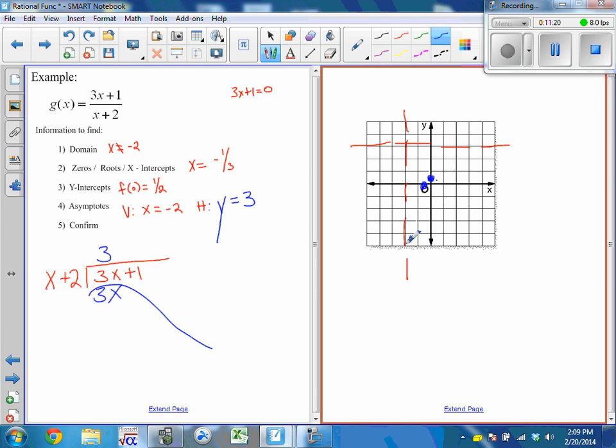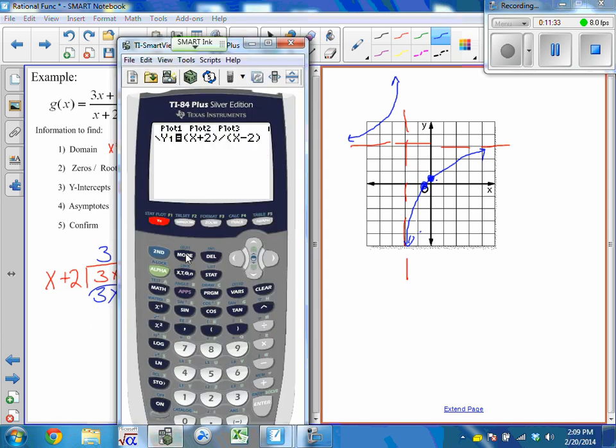That's right there. So my graph is going to come up like this, and then up here, it's going to be like that. That's the general shape of my graph. So let's check.